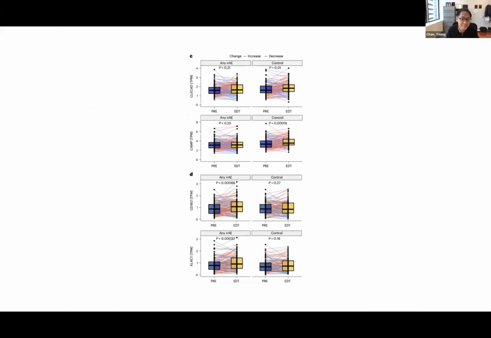Okay. Again, this was just a similar chart reiterating the fact that certain genes get affected where it can cause an increased response in the patients with the adverse event. Okay.